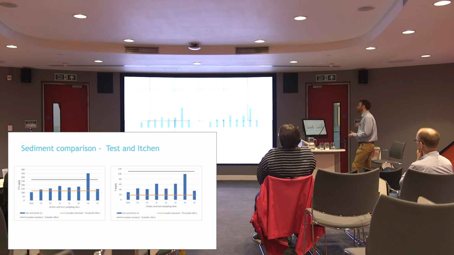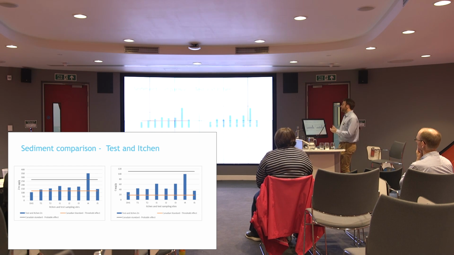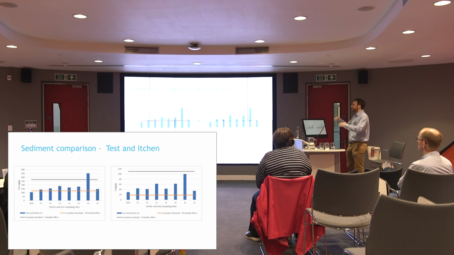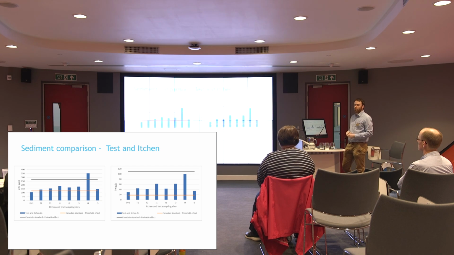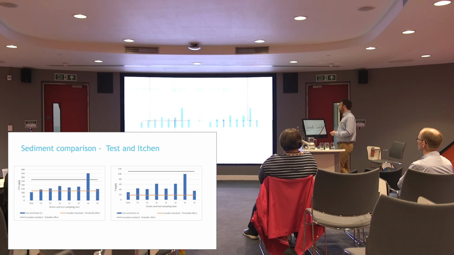So, another comparison. These are sediment concentrations for zinc and copper from the Itchen. As you can see, the Itchen is also consistently within the two standards for sediments, like the Hamble.